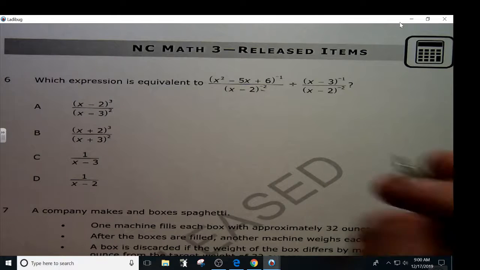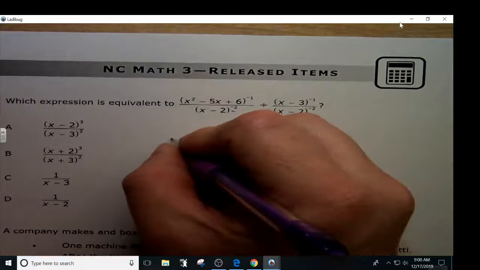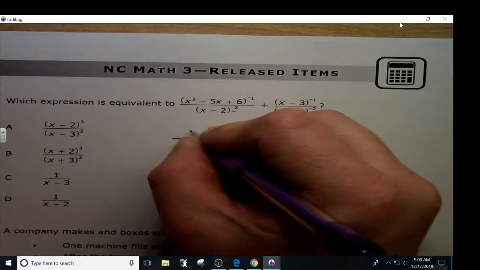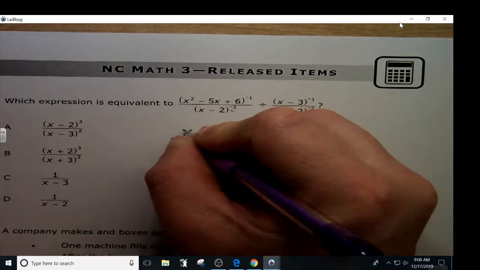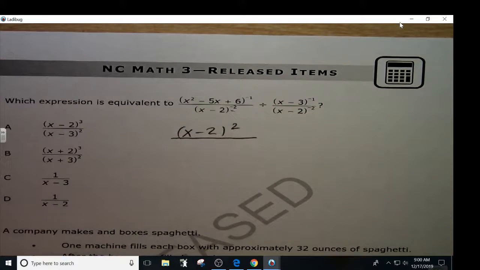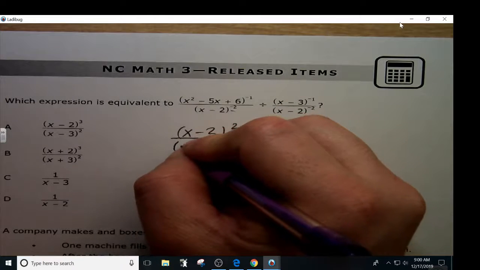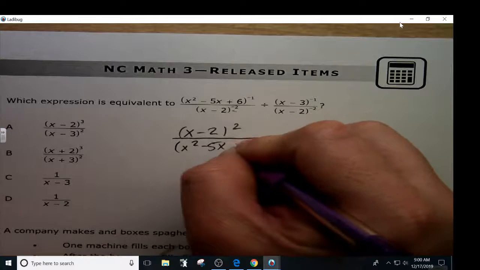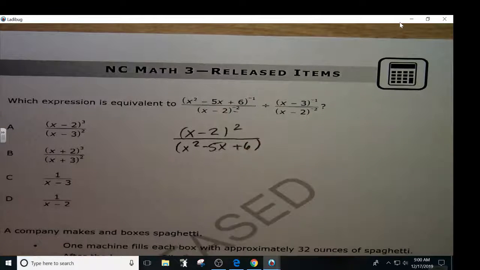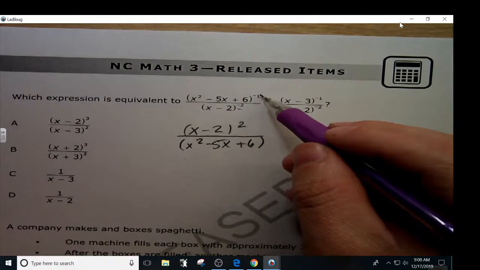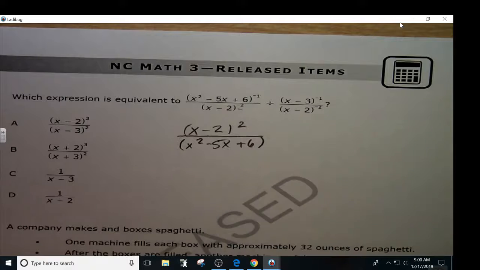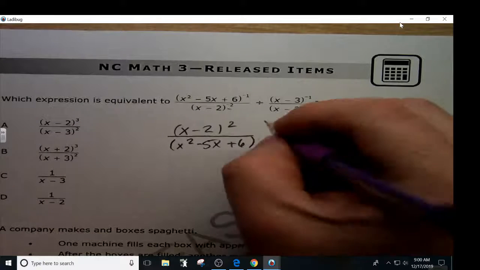Put it on top. So let's do that. Now, guys, what we're going to do here is put x minus 2 squared on top. That's going to change that negative 2 to a positive 2. And then we're going to do x squared minus 5x plus 6 on the bottom. And that negative 1 goes to a positive 1. I'm just not going to put it there because it means the same thing.